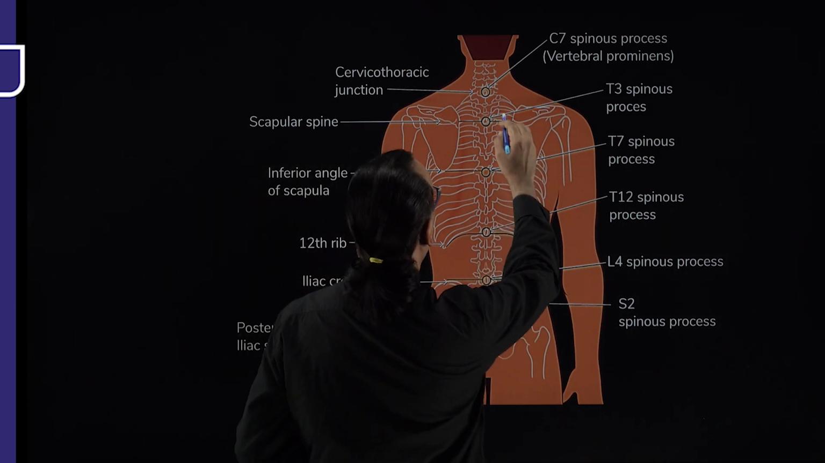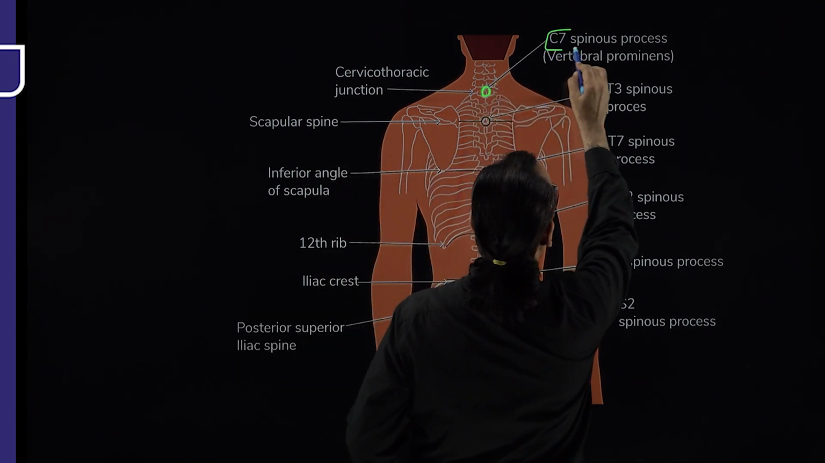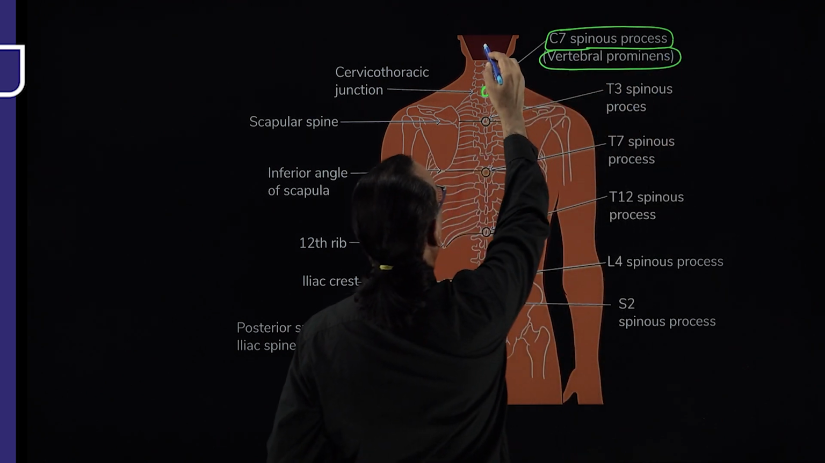cervical region we have to remember the most prominent spine of the vertebra, which is the C7 spinous process, also called the vertebra prominence. It is quite prominent in the back of the neck.